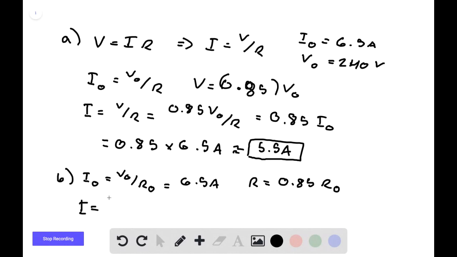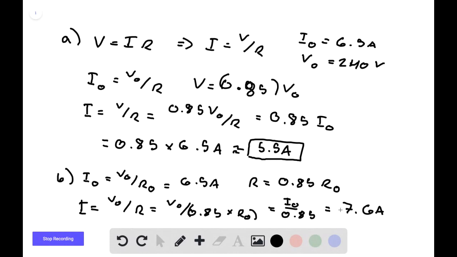Plugging that in, assuming that we have the same voltage, V0 over R is equal to V0 divided by 0.85 times R0, but that's just going to be I0 divided by 0.85. And if we plug in our 6.5 amps for I0, we should find that we get a new current of about 7.6 amps. Again, we're using two significant figures because that's the number they gave us in the problem.